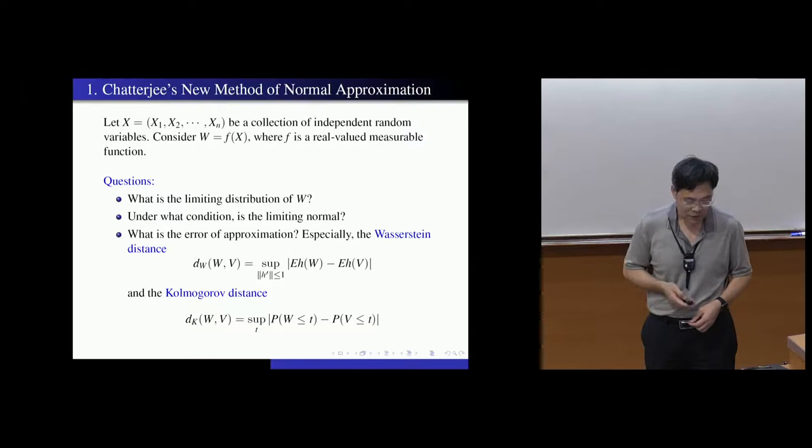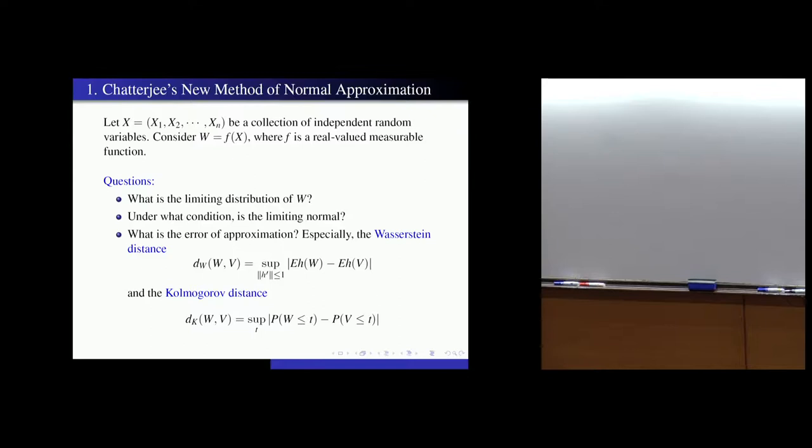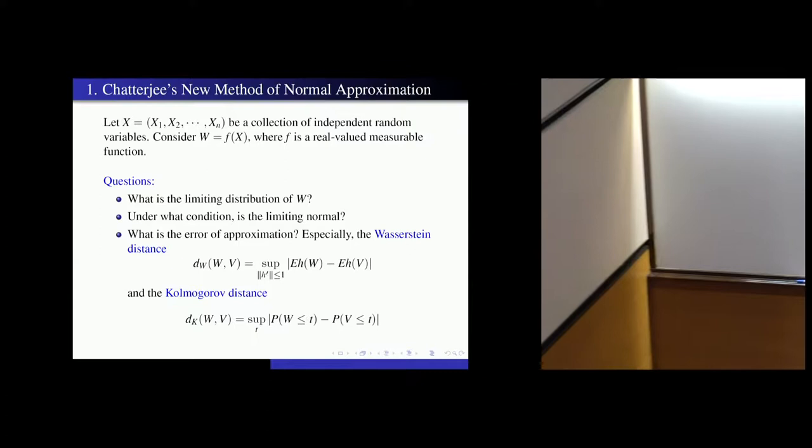So let's start with a sequence of independent variables. So X = (X1, ..., Xn) is a random vector, and each Xi is independent. We are interested in the limiting distribution of a function of X. So W = f(X). Okay.